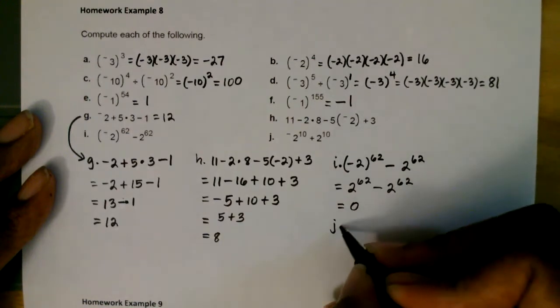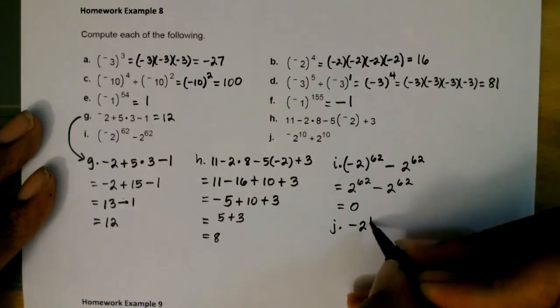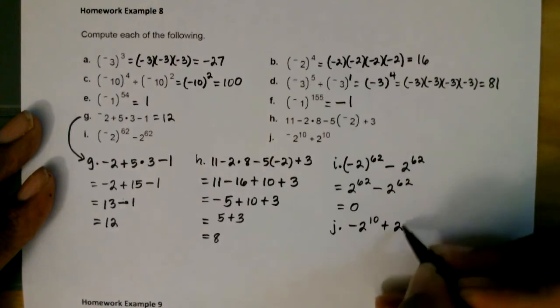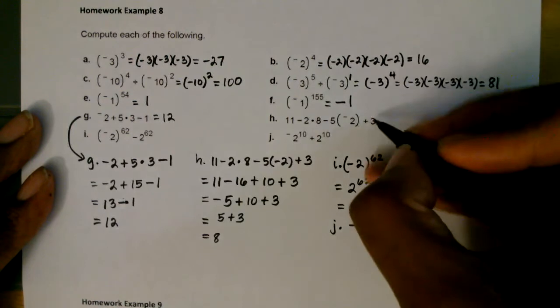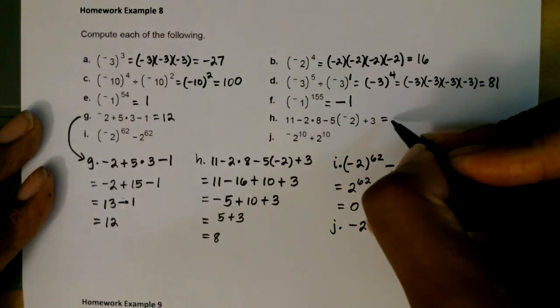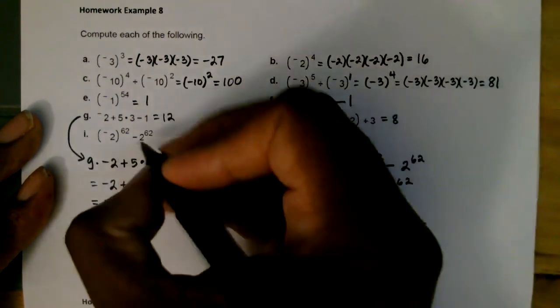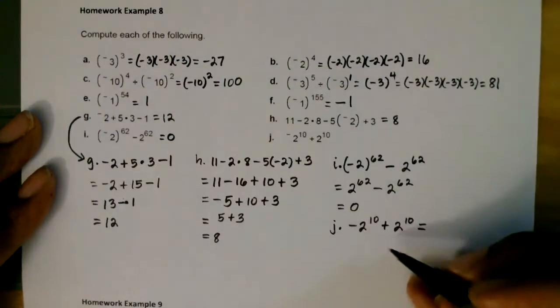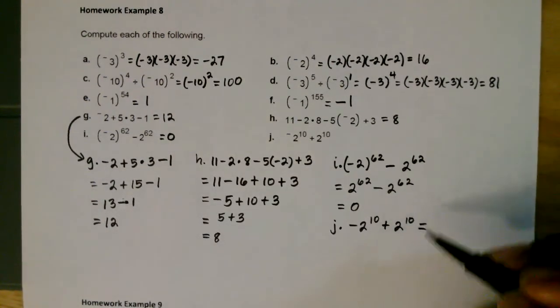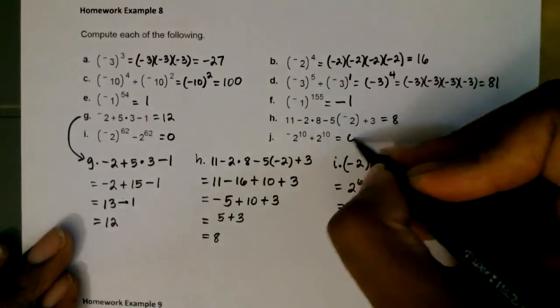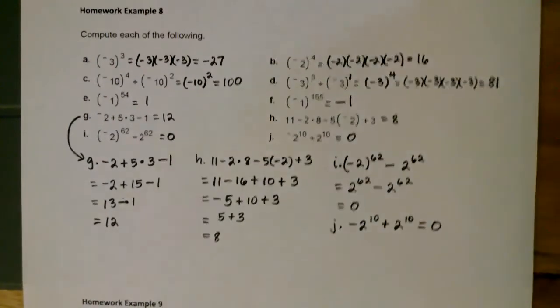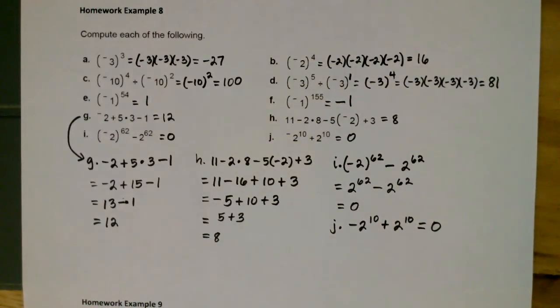And then finally, J, negative 2 to the 10th plus 2 to the 10th. That's simple. Negative 2 to the 10th and its opposite added together gives us 0 as well. So there you have it.